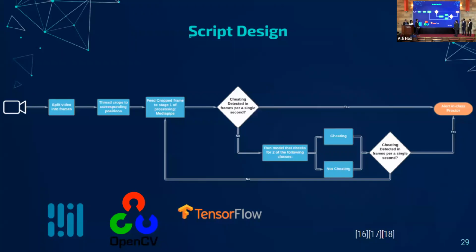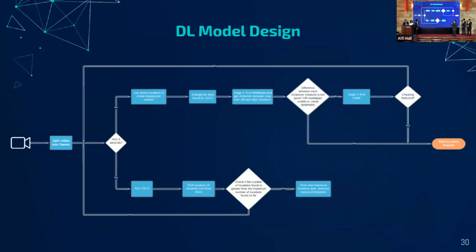We don't alert the proctor, and if there is a cheating case, we then alert the proctor. So a more in-depth look into the script itself: after we split the 5 seconds, we first check if we're in the first 5 seconds or not. If we are, we run an object detection algorithm called YOLO, which helps us find the students easily. We then find the number of students it finds. And within the first 5 seconds, if it finds more students than the previous current max number of students found, we then replace the locations and the number of students until the 5 seconds are over.